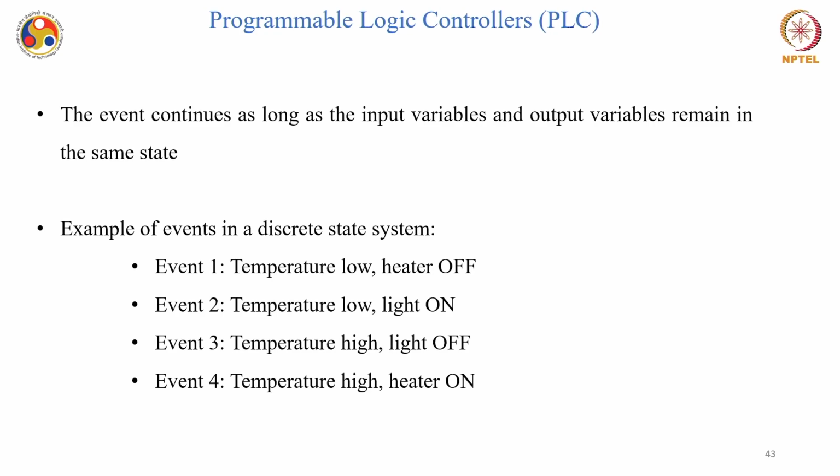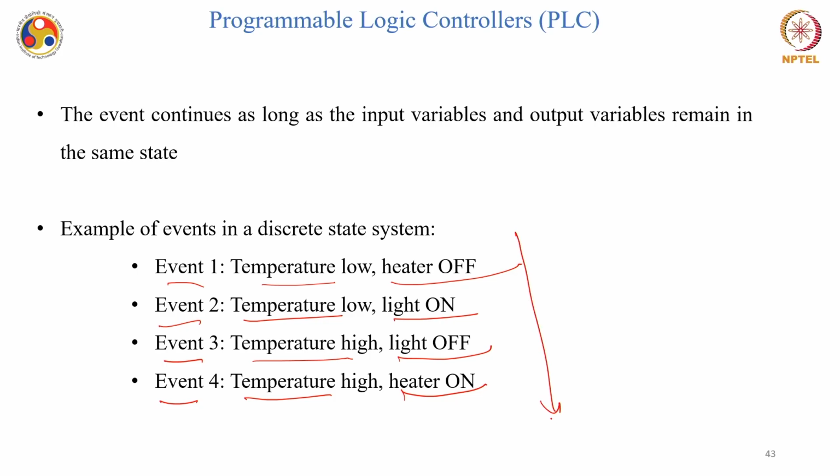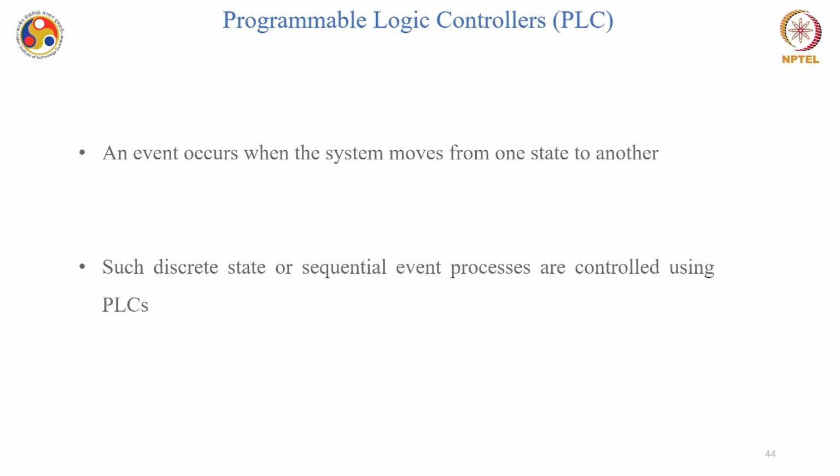Okay. The event continues as long as input variables and output variables remain in the same state. For example, say event 1 can be: temperature is low, heater should be off. Event 2 can be: temperature is low, light has to be on. Event 3 can be: temperature is high, light has to be off. Similarly, event 4 can be: temperature is high, heater is on, and so on. You can have n number of events, in this case say 64 events, sequentially, and you can have that many parameters to be controlled.